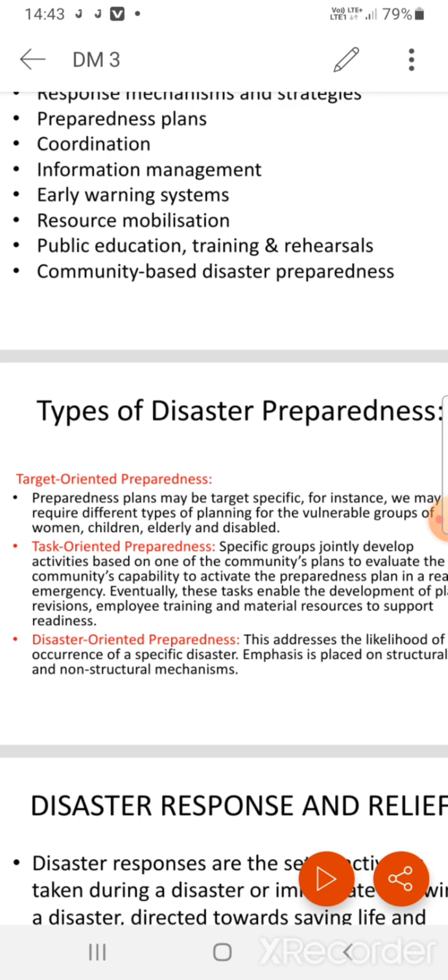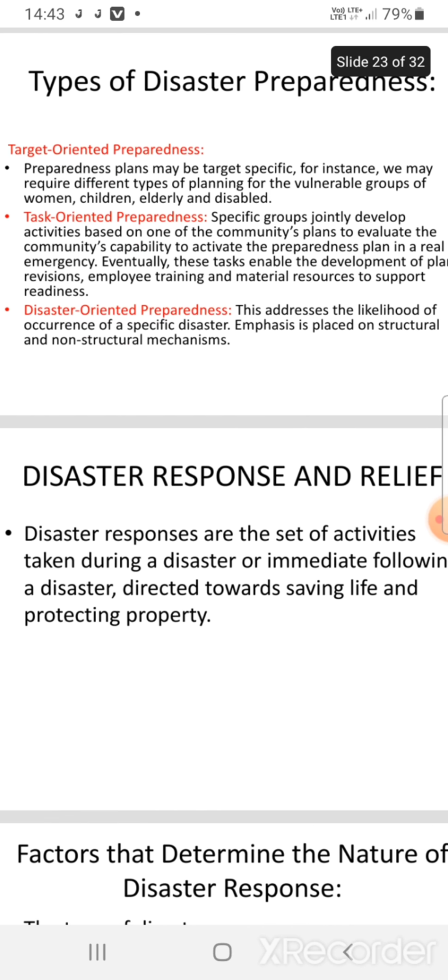Disaster oriented preparedness is the next type. Now in this particular type, depending upon the type of the disaster, depending upon the occurrence of the hazard, depending upon the type of the impacts of the hazard, we make the preparedness. So this addresses the likelihood of occurrence of a specific disaster. An emphasis is given to structural and non-structural mechanisms. As I told you earlier, structural mechanisms involve structural aspect, and non-structural mechanisms involve people, policies, strategies, etc.